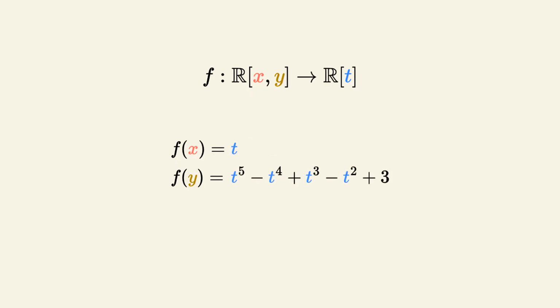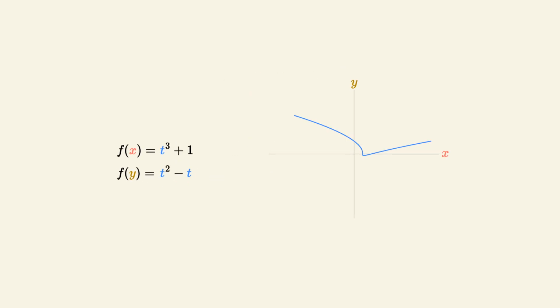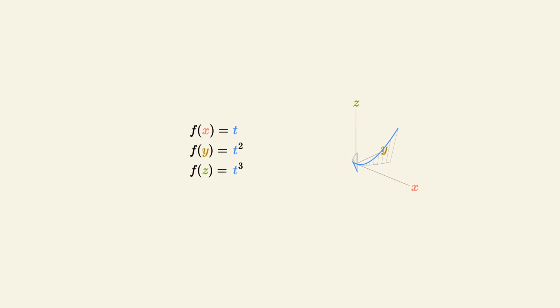Another way of looking at this is that our function is a description of a parameterized curve in the plane. The polynomials in t that f assigns to x and y say how to compute the x and y coordinates as a function of time. And if instead we had asked about nice functions from R[x,y,z] to R[t], we'd find that they correspond to parameterized curves in 3D space.